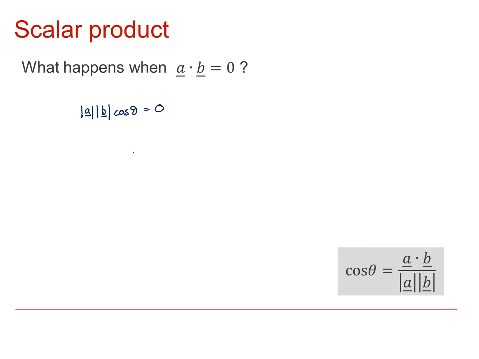Now, assuming that neither A nor B are 0, because if they were, the whole thing would be rather boring, we have that cos theta is equal to 0. And that means that theta is 90 degrees. So, if A dot B is 0, then A and B are perpendicular, assuming that neither is 0.